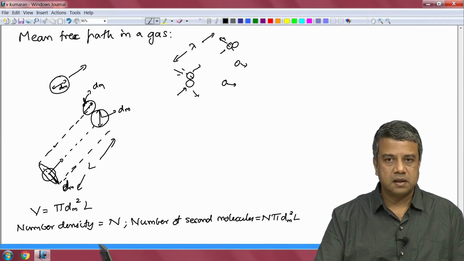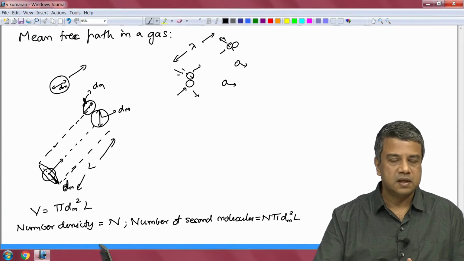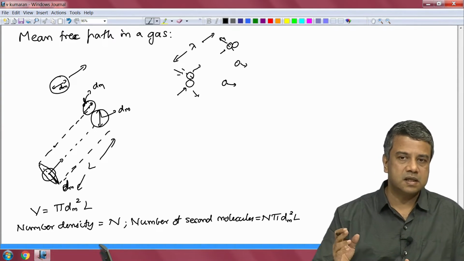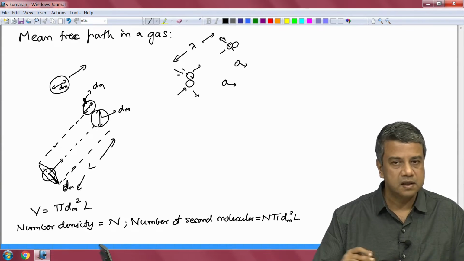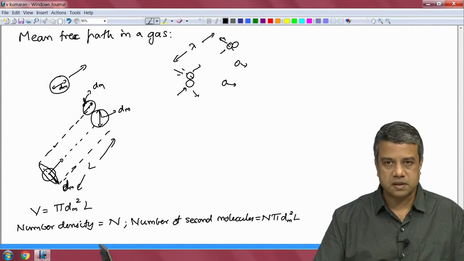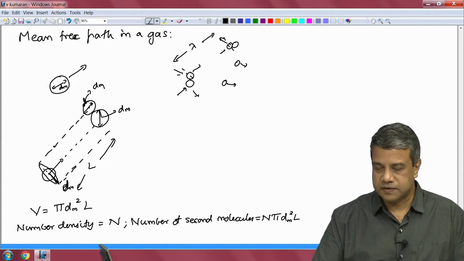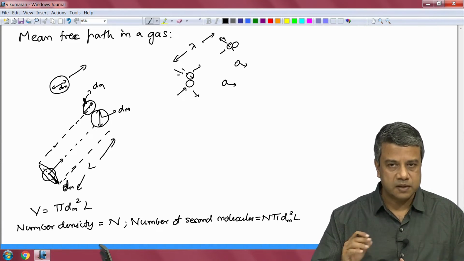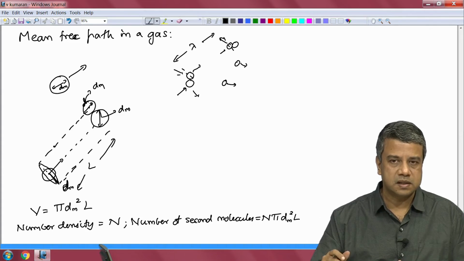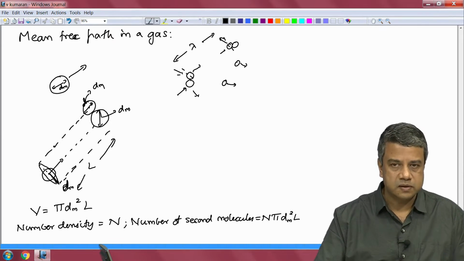If the cylinder length is very small, then the number of second molecules is very small. As the length increases, the probability of finding a second molecule in the cylinder increases with length. You would expect a collision to take place when the number of second molecules is approximately 1, so that the two molecules collide.